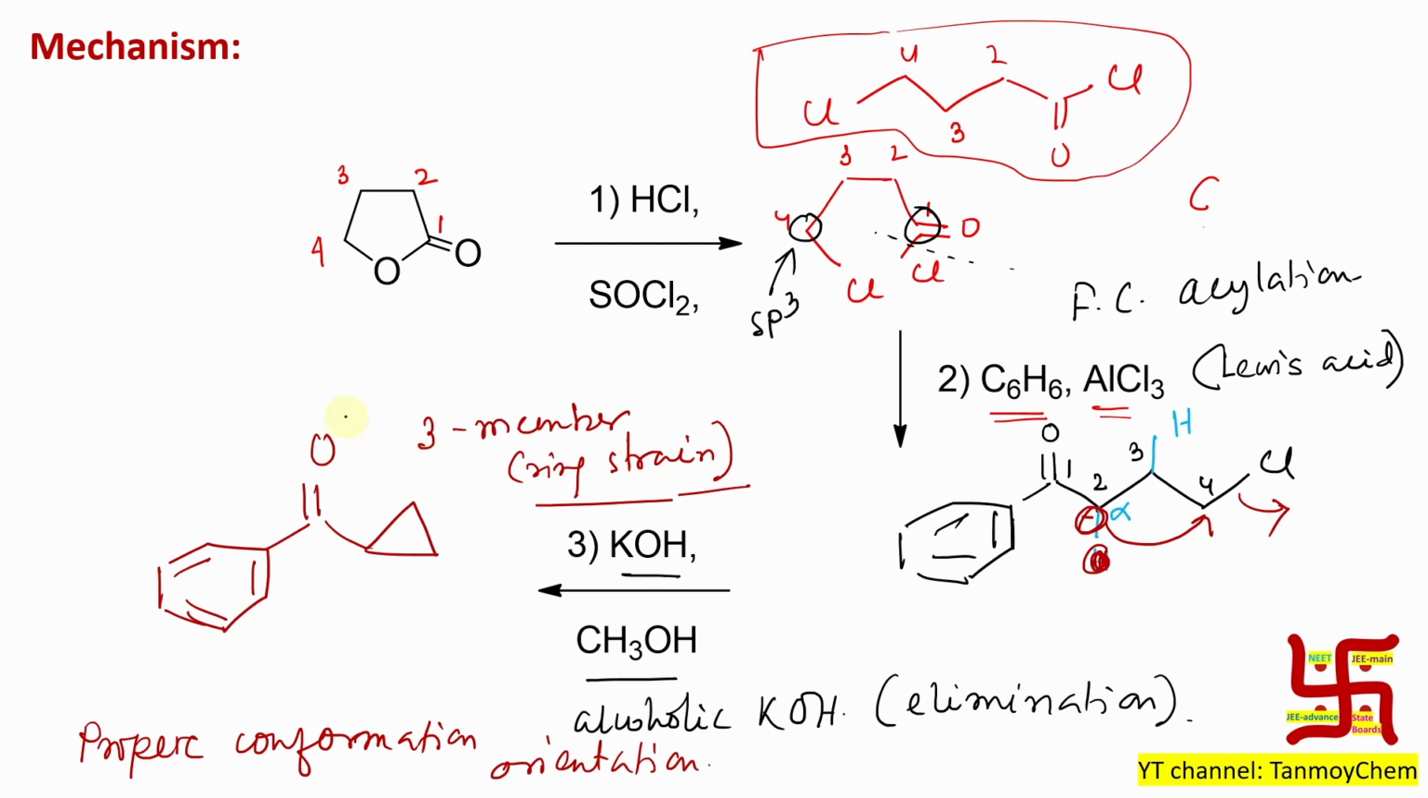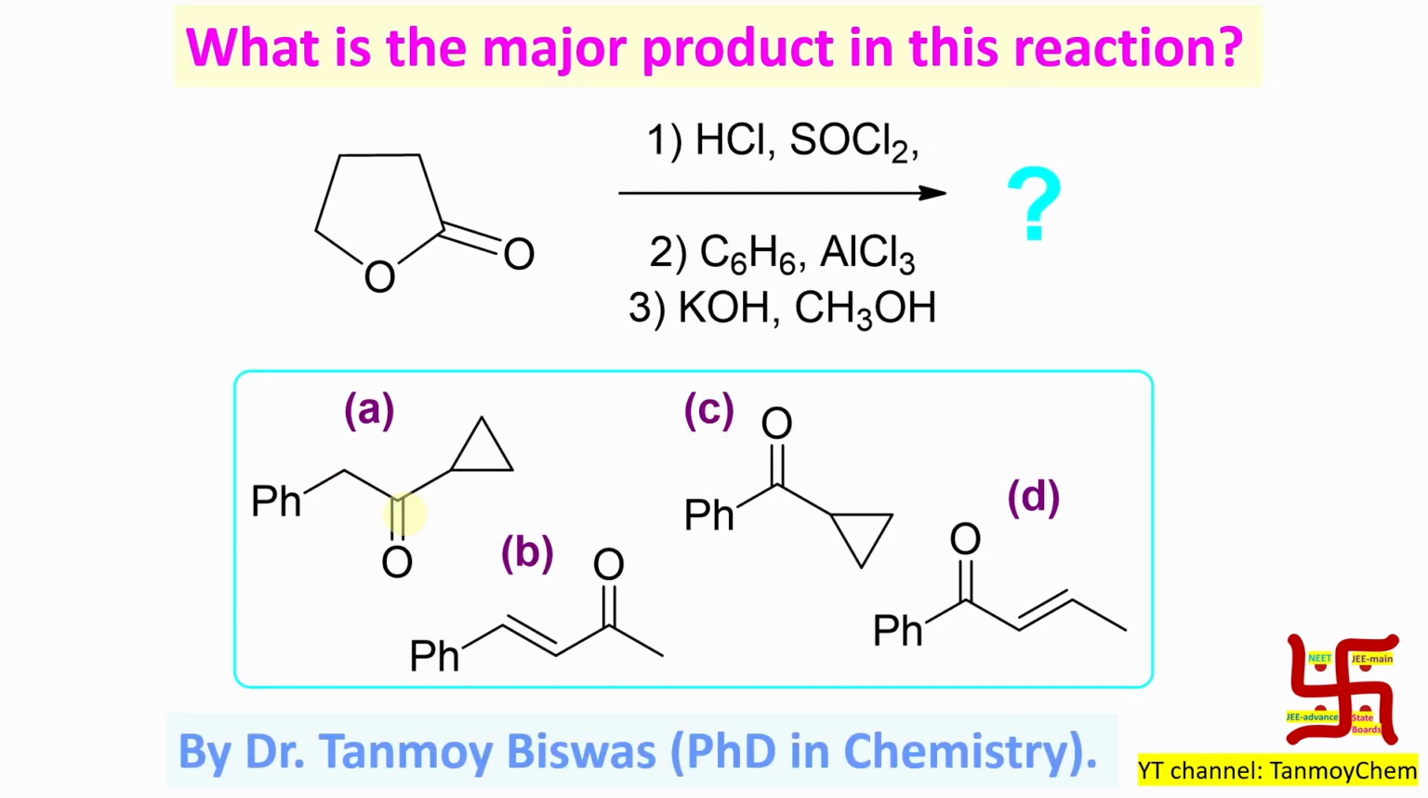So here it will be a benzene, double bond O, and another thing, the cyclopropane ring. So this will be the answer here. Okay, so what is the major product of this reaction? Benzene attached to carbonyl with a 3-member ring. So this is the option.